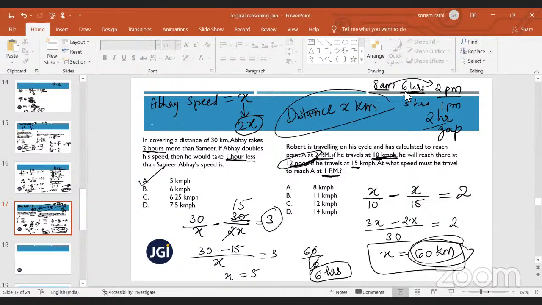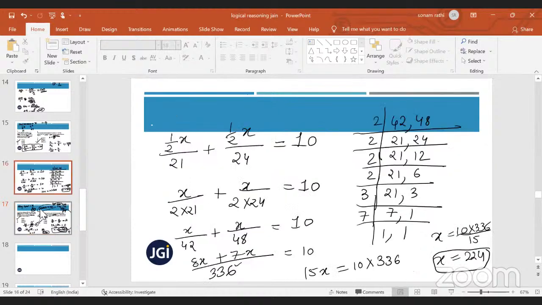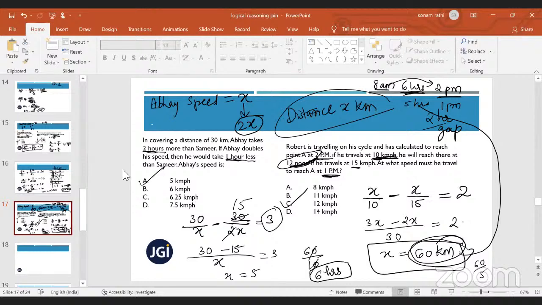And distance is how much? 60 kilometers. 60 kilometers in 5 hours. What should be the speed? Very good. Everyone is giving me the correct answer. 60 kilometers in 5 hours. 60 upon 5, that is 12 kilometers per hour. Twelve kilometers per hour. Done, everyone?